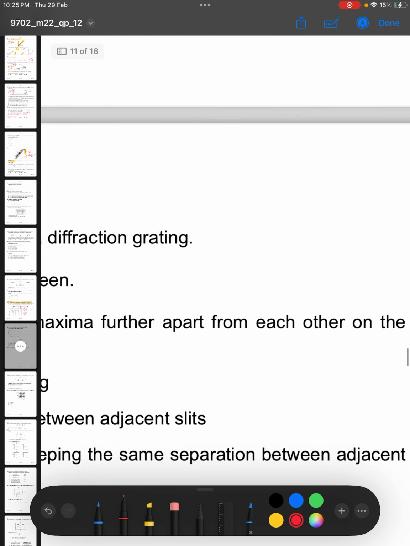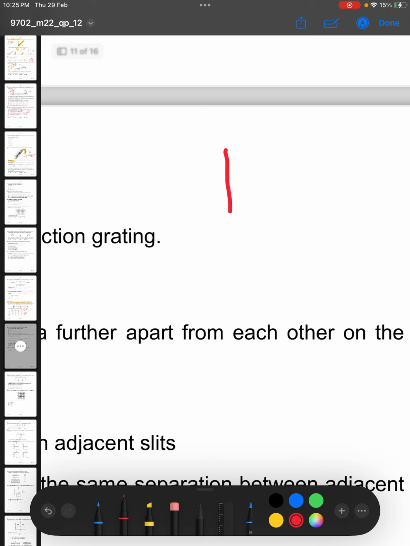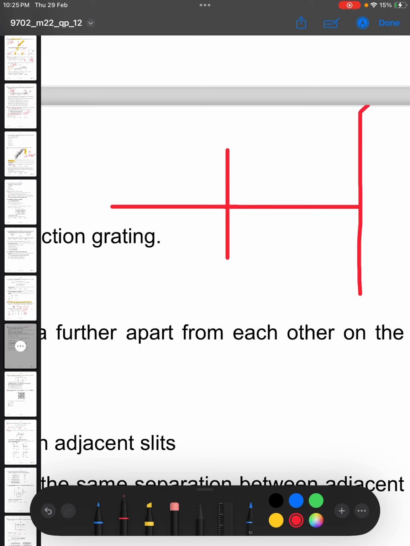Now, the question is asking you that if this is the diffraction grating, and this is the light that is coming, the light that is coming, if it continues like that, that will give us a zero order. This is my screen here. So this is, let's say, the first order, another first order there. The question is asking, how can we make this angle here bigger?